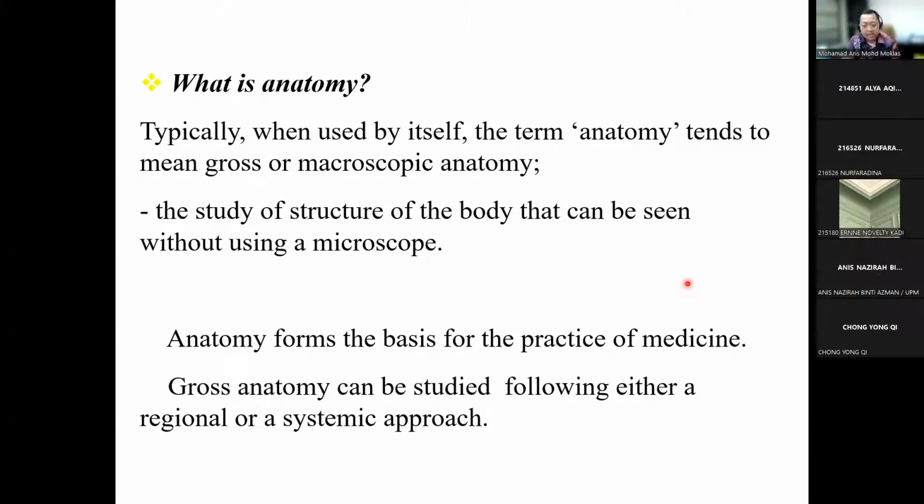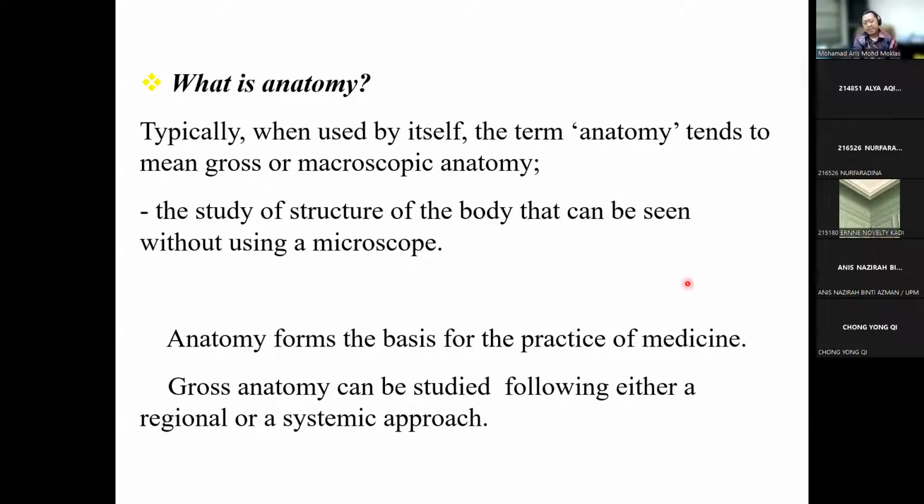Anatomy forms the basis for the practice of medicine, because in any field, medicine, nursing, biomedics, or health sciences, of course, the fundamentals about the structures of the body are the basic knowledge that you need to learn before you further study the other disciplines.